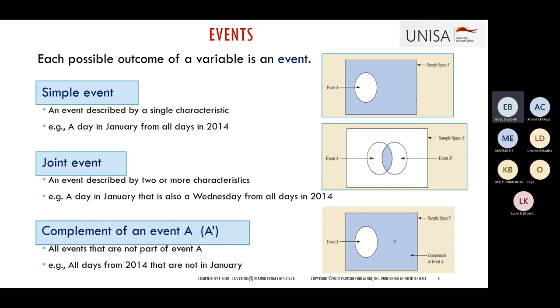If I toss a coin and it lands on a head, I've created an outcome, a head, and the complement of that head will be an event that didn't happen, which will be a tail. So that is why a tail is a complement of a head and a head is a complement of a tail. I'm not sure if you do understand what I'm trying to explain here. So all events that are not part of A will be your complement.